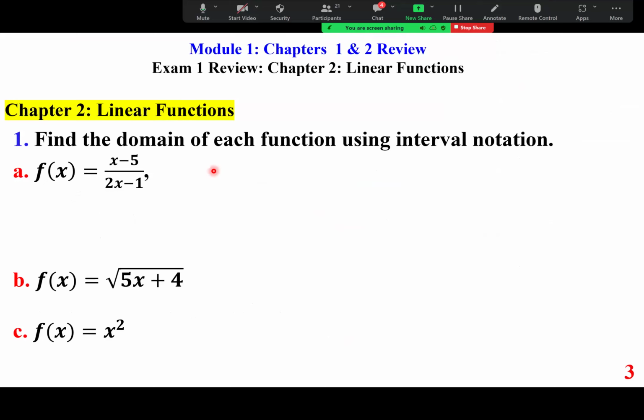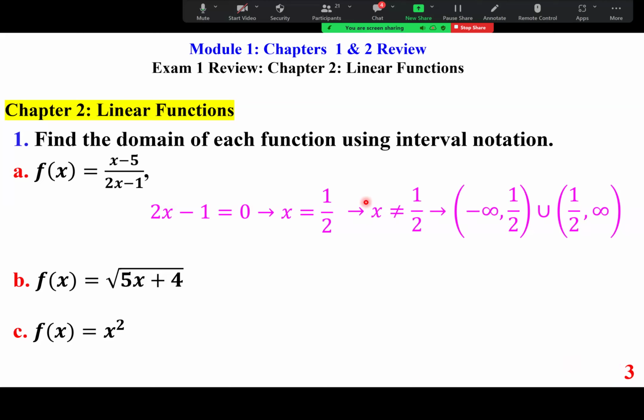Find the domain of each function. To do so, in the case of a rational function, you set the denominator equal to 0. You get 1/2, and you exclude that. So the domain is all x except 1/2. You can write it in this format, but in interval format it is from -infinity to 1/2, union 1/2 to infinity.